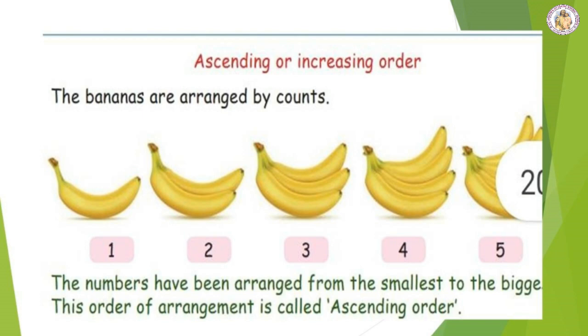Here you can see the bananas. The bananas are arranged by counts. That is 1, 2, 3, 4, 5. It is increasing. It starts from 1 and increases step by step and it reaches 5. So the numbers have been arranged from the smallest to biggest. The order of arrangement is called the ascending order.